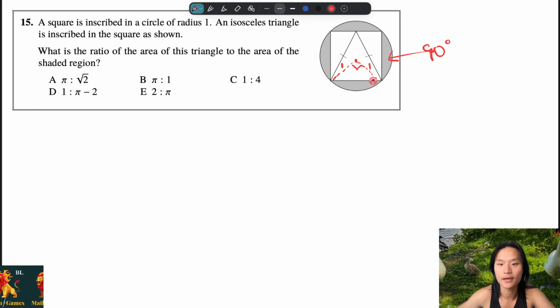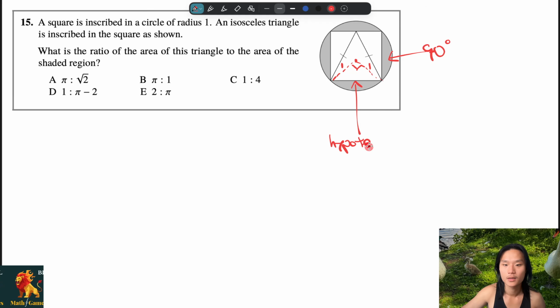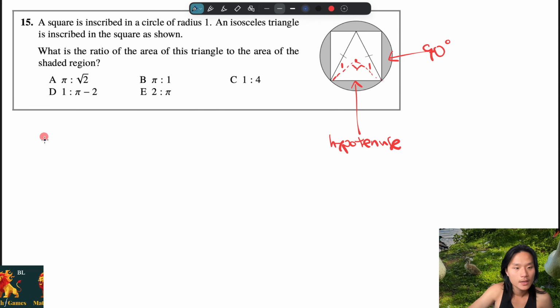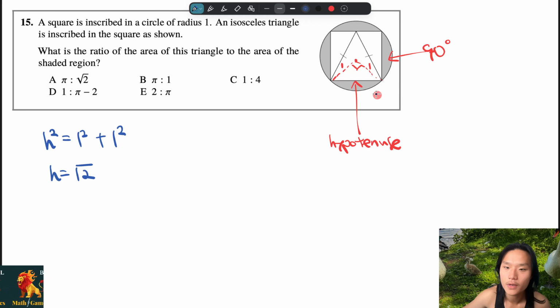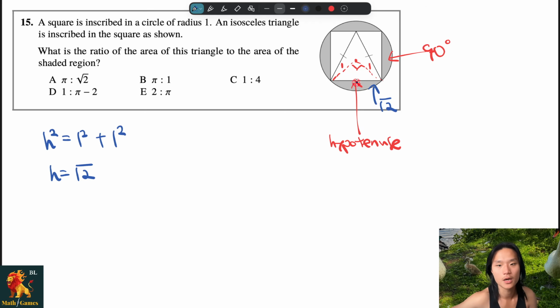So this is a right-angled triangle with two sides as 1. And we want to find its hypotenuse, okay? And it turns out that this hypotenuse is also the side length of the square. So we can use the Pythagoras theorem. Hypotenuse squared equals 1 squared plus 1 squared. So hypotenuse is the square root of 2. So the square has side length square root of 2.